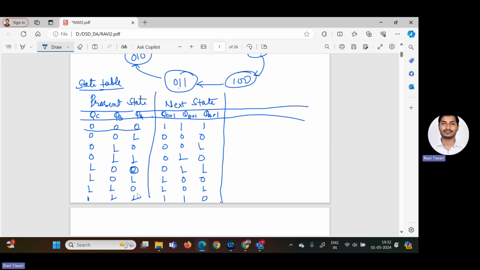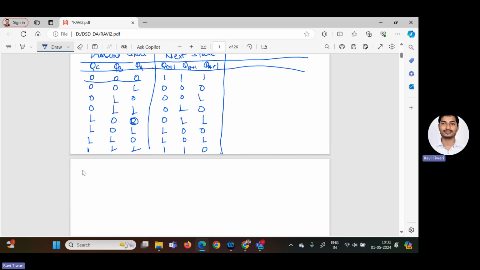Now we have the next state and present state. For example, you want to draw the circuit by using the D flip-flop. For that, we require the excitation table of the D flip-flop. The excitation table has Qn, Qn plus 1, and the flip-flop input: 0, 1, 0, 1. If you are using the T flip-flop, then we would require the excitation table of the T flip-flop.